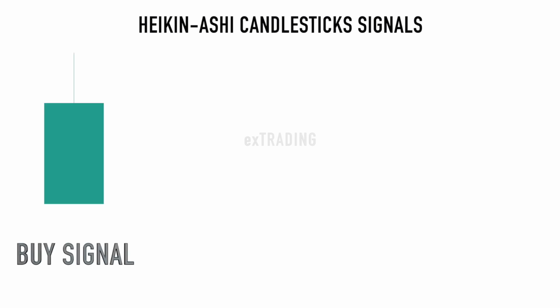Heiken Ashi candlestick signals. There are 3 primary signals that identify trends, buying and selling opportunities. 1. Green candles with no lower shadows indicate a strong uptrend. This is a buy signal, and an exit signal for short positions.